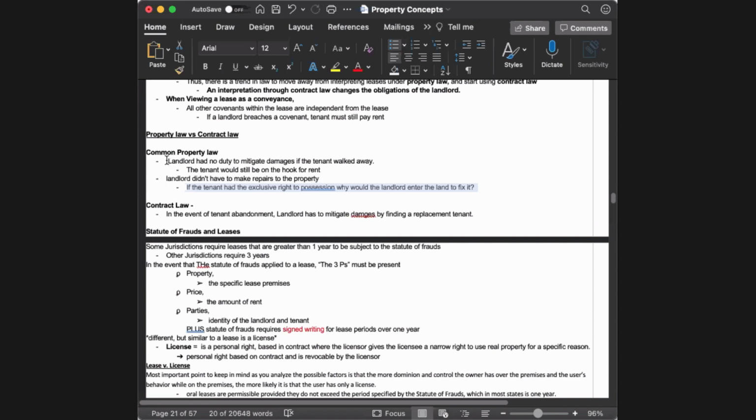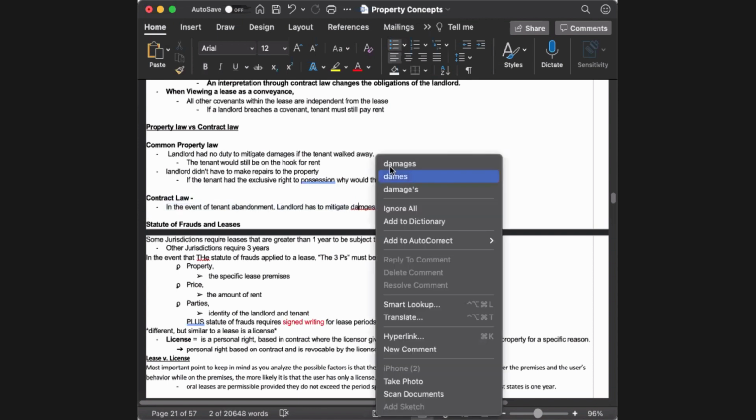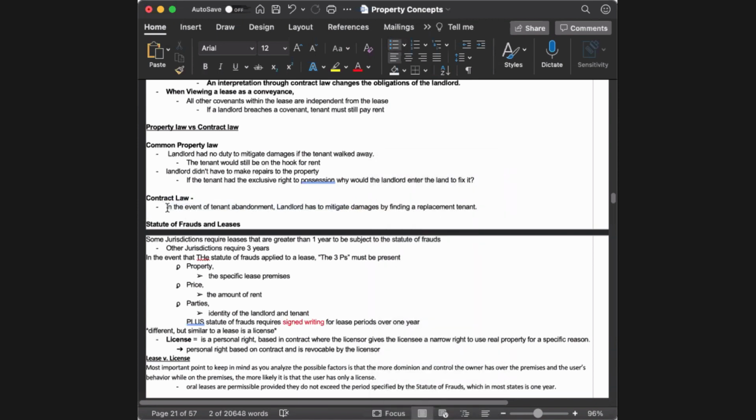There are some jurisdictions where the mitigation of damages is still the same, but as a general rule, for all of common property law with regard to leases, we have moved more towards the contract law way of doing things. I think this is the modern way of doing this. So an example of contract law over common property law: in the event of tenant abandonment, the landlord has to mitigate damages by finding a replacement tenant. This is what I talked about earlier, and this is probably the more modern way of doing things.